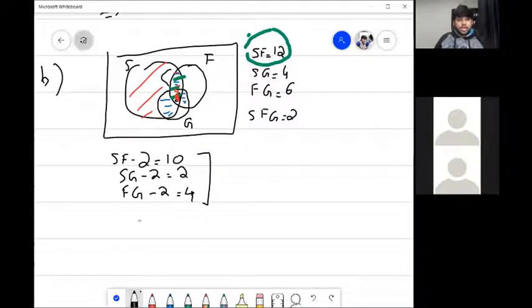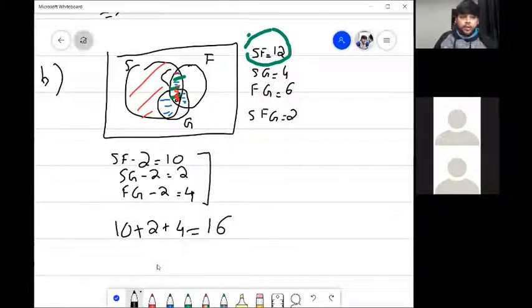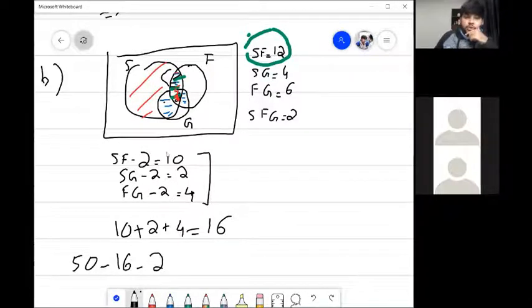So what's the total of all these sole intersections? It's 10 plus 2 plus 4, that is 16. I know for a fact that this entire class is 50, because we proved in the last part that the people who aren't taking any subject are 50. So out of 50, 16 people are taking either SF, SG or FG, right? So I subtracted 16, which is this bit. And I have to subtract 2 as well, which is solely the bit in the middle, the intersection of all three. If I do that, 50 minus 18, I think that's 32. I'm not sure. Yeah, that's 32.